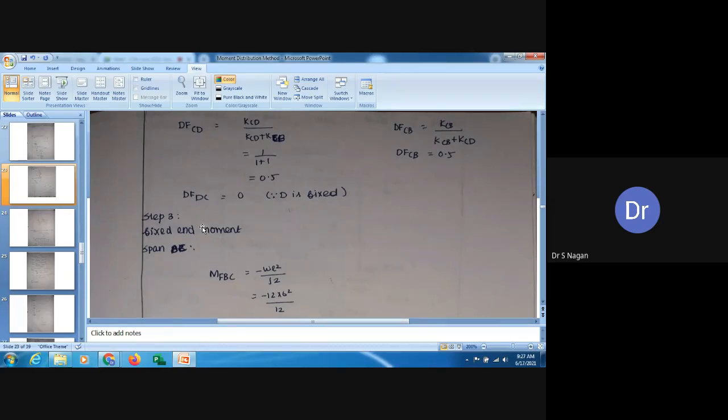So for UDL, minus W L squared by 12 at the left end and plus W L squared by 12 at the right end. For a uniformly varying load of intensity, say W at the center and zero at the ends, can anyone tell me the fixed end moment formula for that case? You remember?